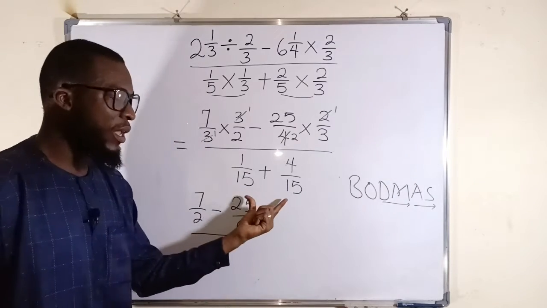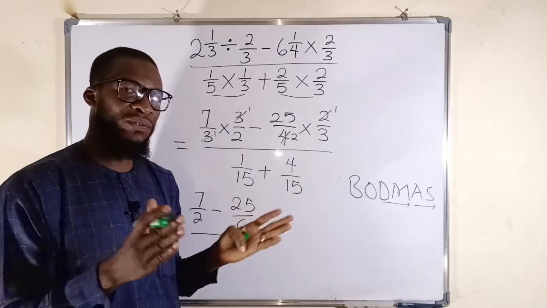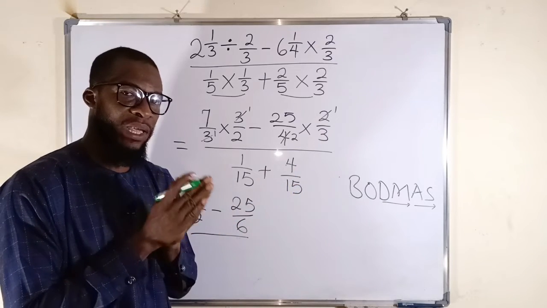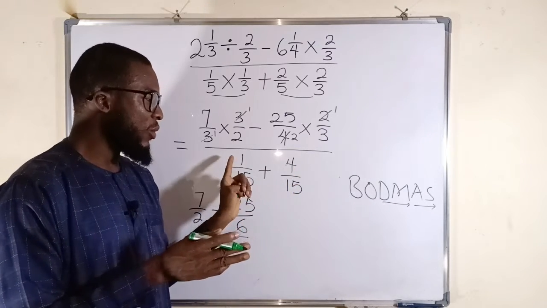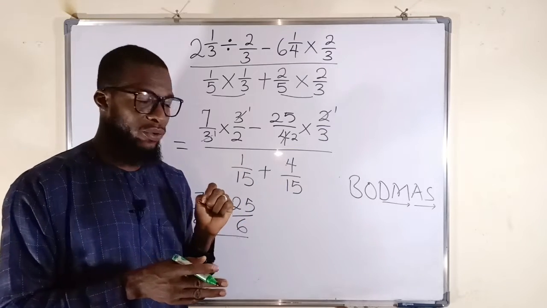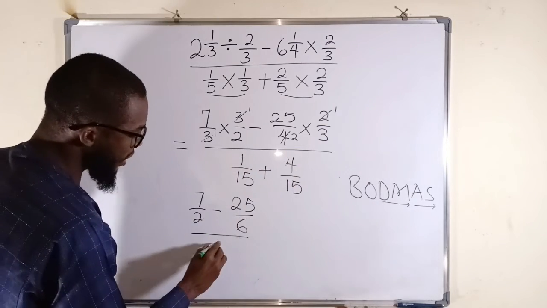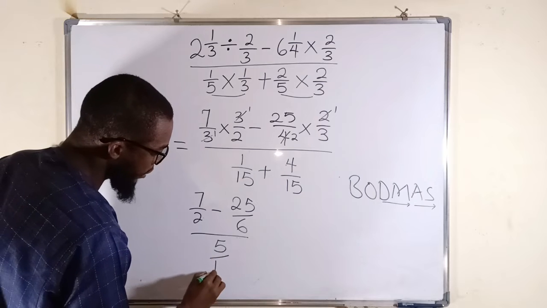Divide by. Coming down here, whenever you're adding or subtracting fractions that have equal denominators, you can always add or subtract the numerators. 1 plus 4 is 5, divided by 15.